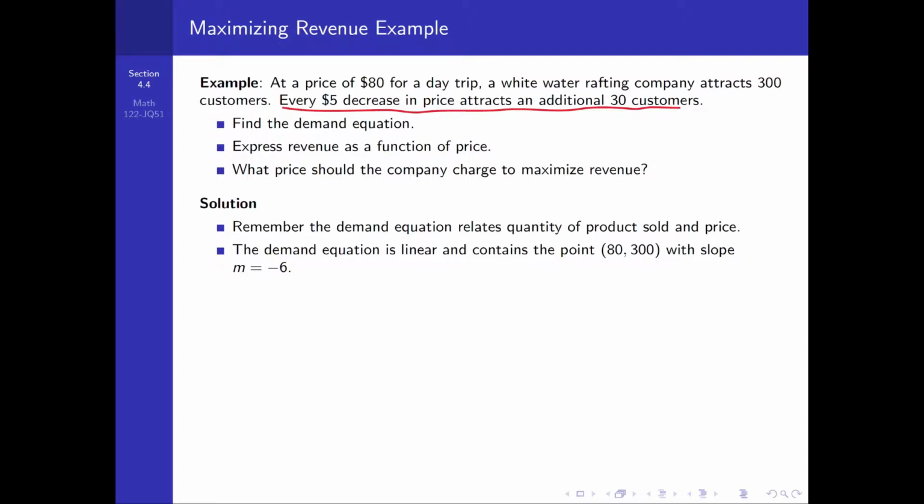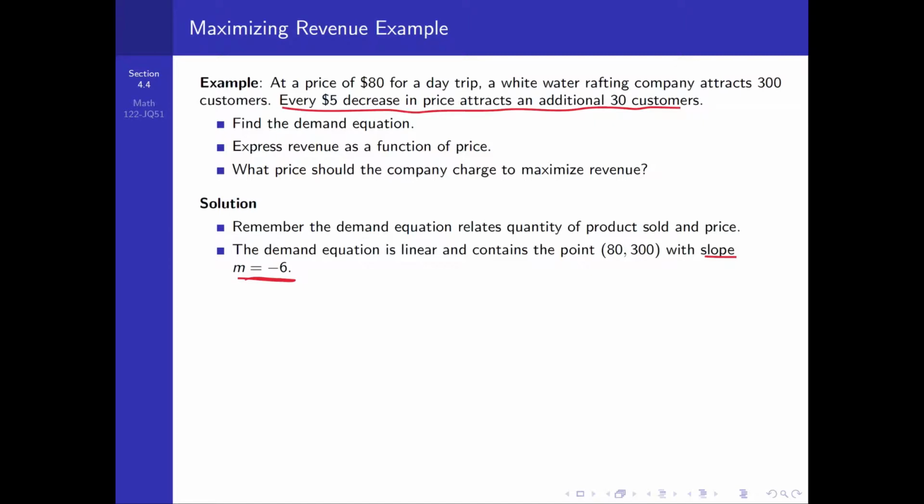So this tells me that the slope of my function is going to be constant, and in particular, the slope is equal to -6, because every $5 decrease in the price is going to add an additional 30 customers. And if you want to, you can pause the video there and just convince yourself that this actually tells me the slope of my line has to be -6. But I have more information from the problem that's given to me.